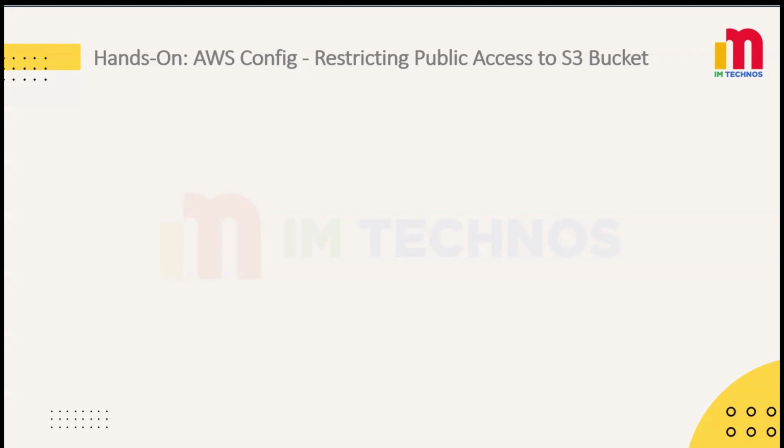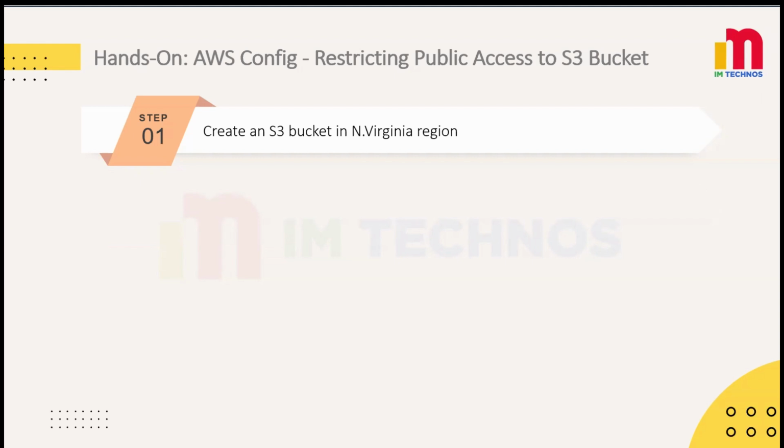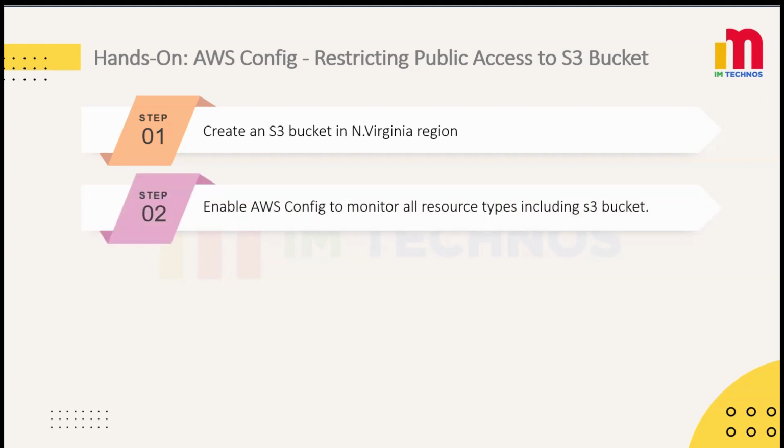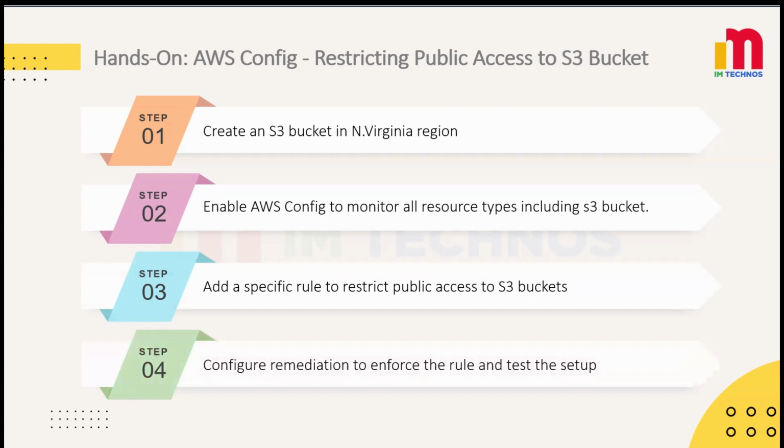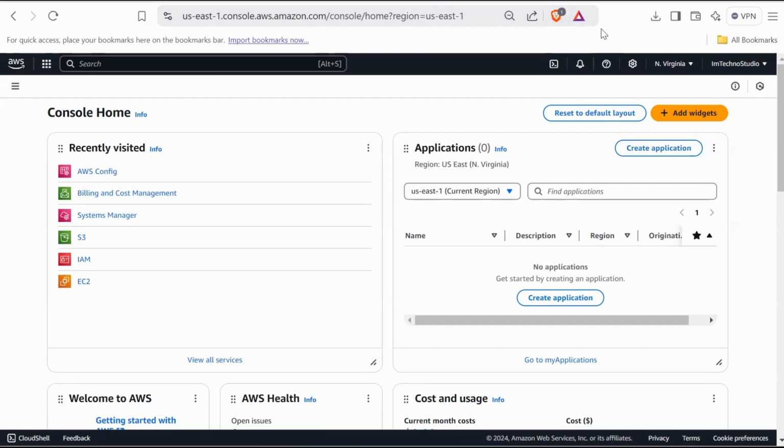To achieve this, we will create an S3 bucket, enable AWS Config to monitor all resource types, add a specific rule to restrict public access to the S3 bucket, configure remediation to enforce the rule and test the setup. And in the AWS Management Console, we will be doing this hands-on in the North Virginia region. Please note that this particular hands-on will cost you.